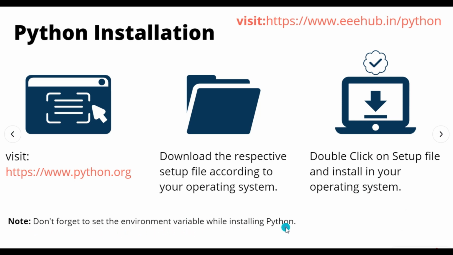This is very important because if you do not set up the environment variable while installing Python, then you have to do it manually. You have to manually set up the environment variable, and it will be a bit tedious. So let's see how I'm going to install Python in Windows operating system.